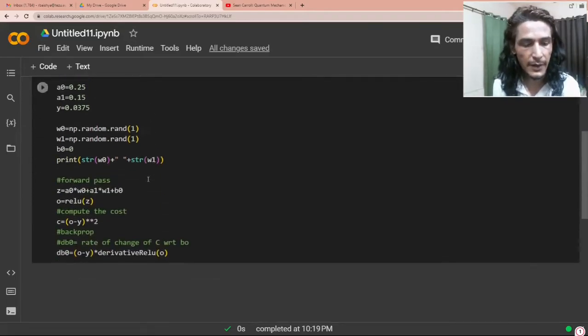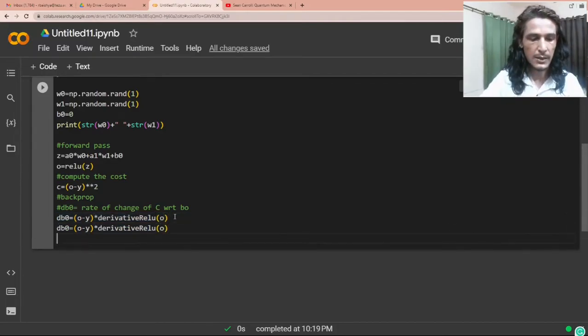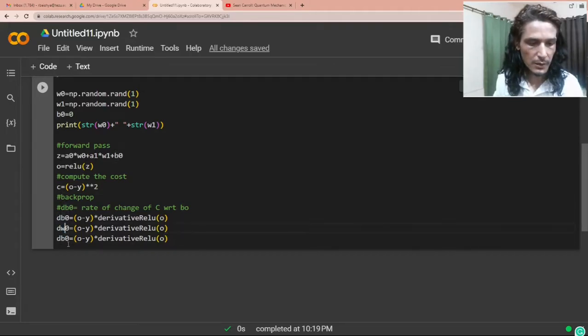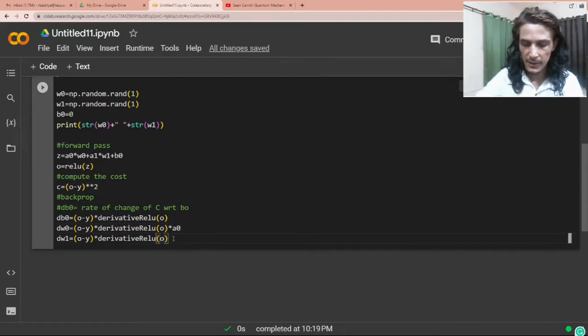Got it? Okay, then it is done. We computed it. Similarly, we now want to compute these two terms, dw0 and dw1: (O minus y) times the derivative of ReLU at o. Up to that point, everything is the same. The only difference is that here we have to multiply by this extra thing, a0. See, w0 is proportional to a0, and w1 is proportional to a1. That's what we have seen there.